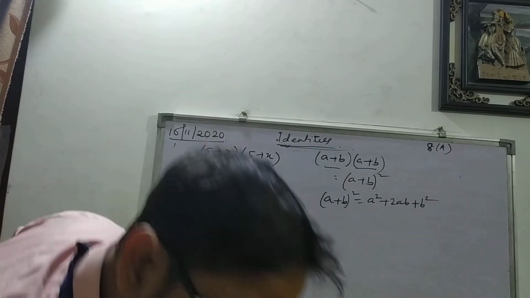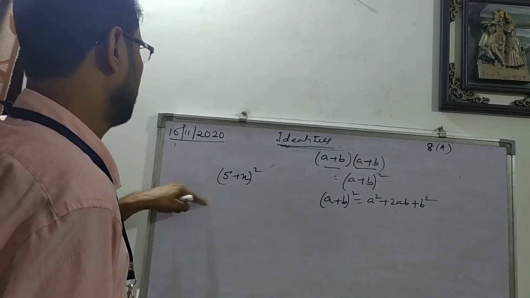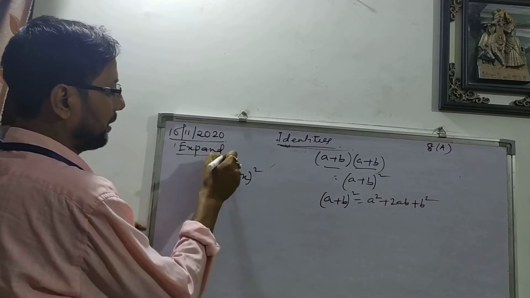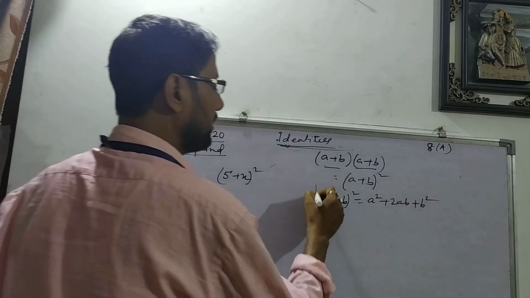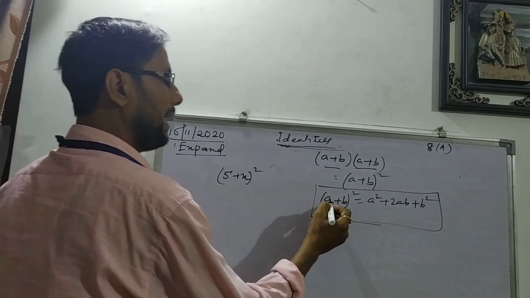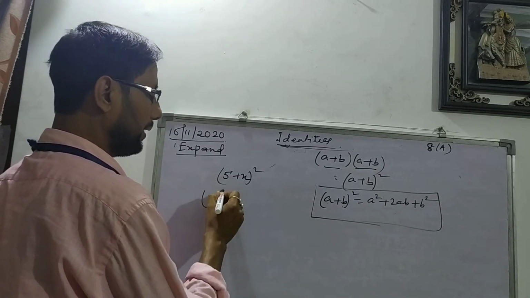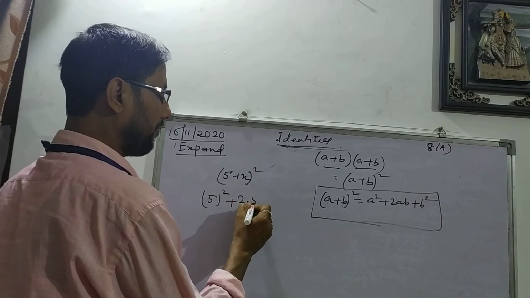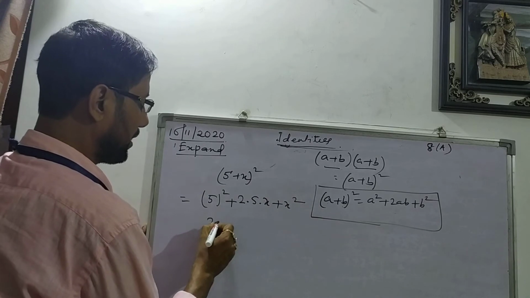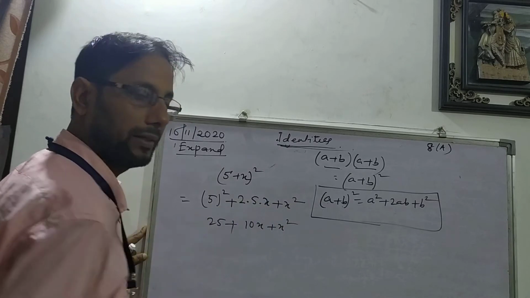Suppose the question is given like this. It's not given over here like this. Suppose the question is given like this: find, expand. This is the question. How will I expand? I will apply this identity we have just done. So a plus b whole square, it means 5 square plus 2 multiplied by 5 multiplied by x plus x square is equal to 25 plus 10x plus x square. This is the answer.